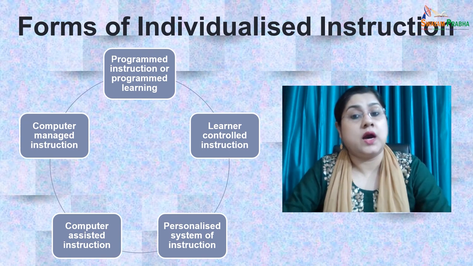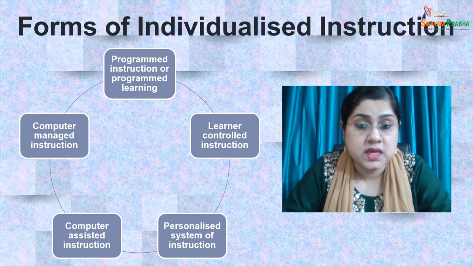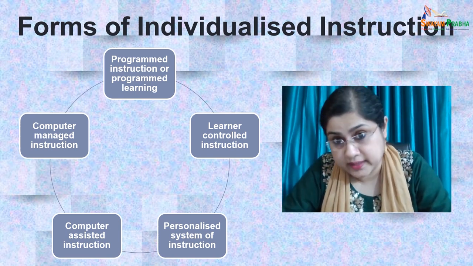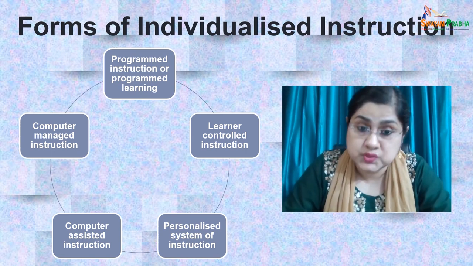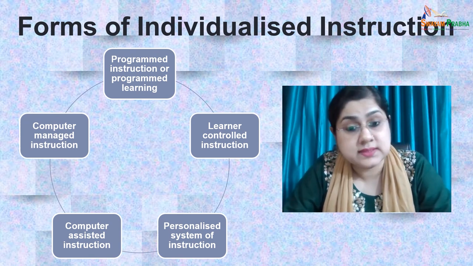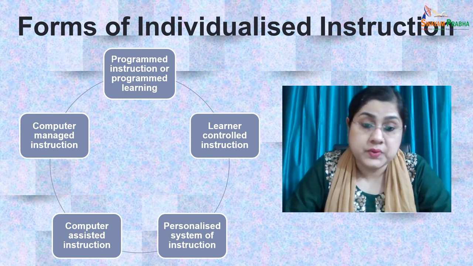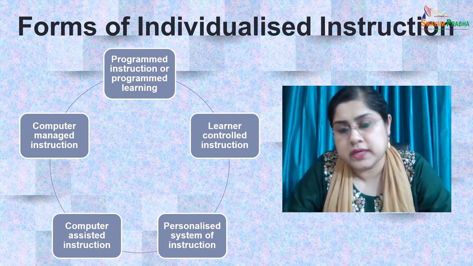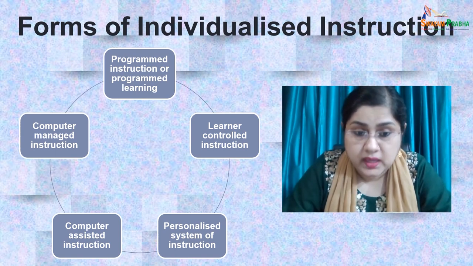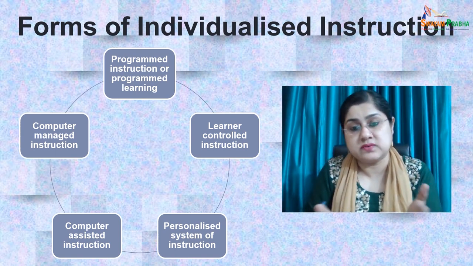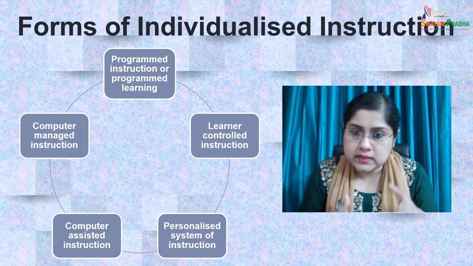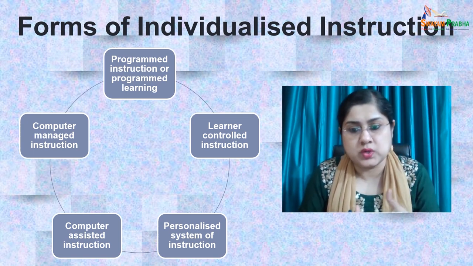What exactly are the outcomes of those particular researches? We can just list out a few. Like programmed instruction or programmed learning is one of those. Then learner-controlled instruction or LCI, on which this particular session is based, personalized system of instruction or PSI, computer assisted instruction, which is also acronymed as CAI, and computer managed instruction or CMI. And we have already seen a lot of things in terms of these individualizations of learning. In this lecture, we will be focusing on the learner-controlled instruction.